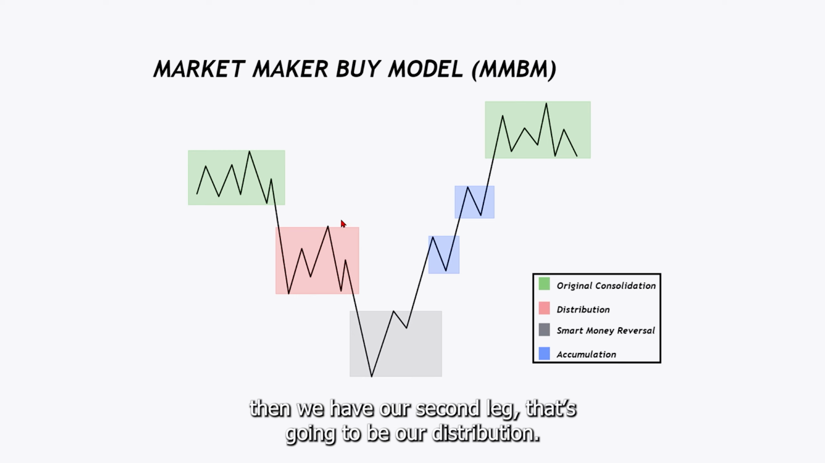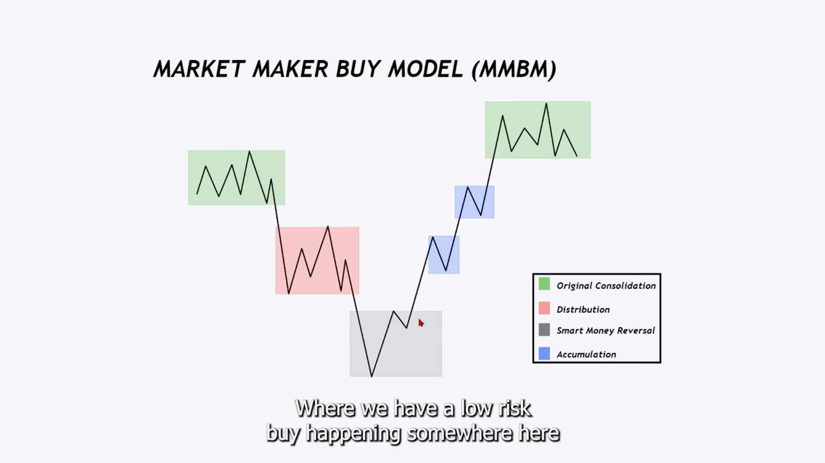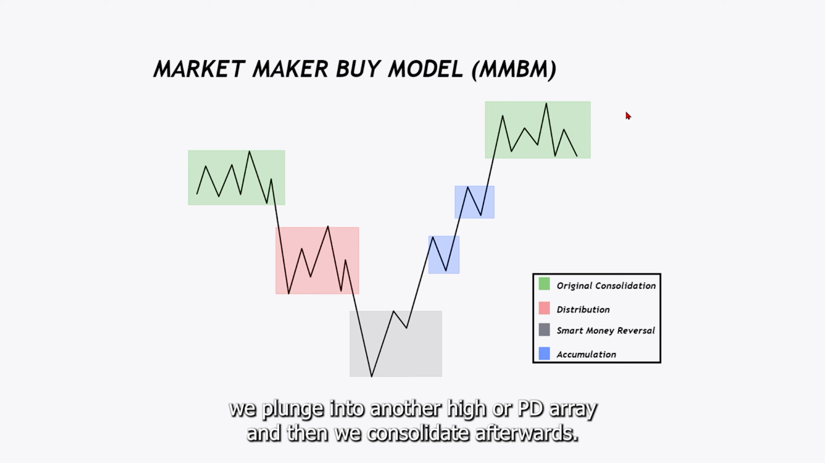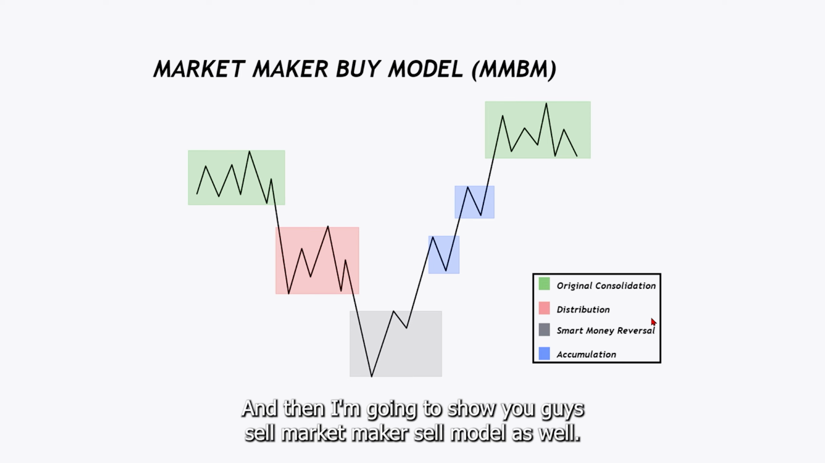Then we have our second leg. That's going to be our distribution. Then we take into our PD array, into our smart money reversal, where we have a low risk buy happening somewhere here. And then we have our first accumulation. Then we have our reaccumulation, and then we purge into another high or PD array, and then we consolidate afterwards. So this is going to be the market maker buy model, and then I'm going to show you guys the market maker sell model as well.